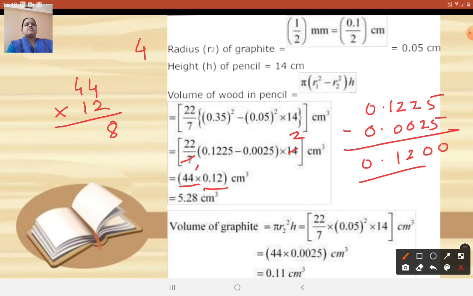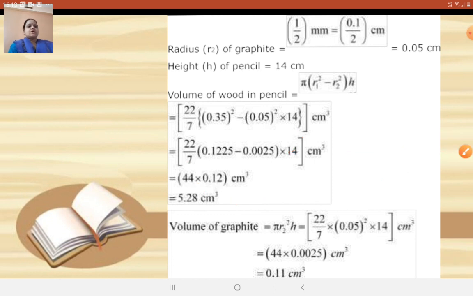Carry 4. 12 4s are 48 plus 4, 52. And give the decimal point. So it will become 5.28. So you will get the volume as 5.28 centimeter cube. Now this first part is over. Now let us see the second part.